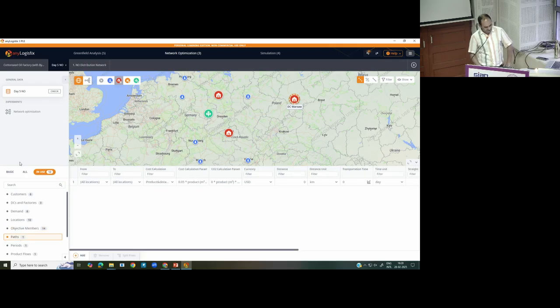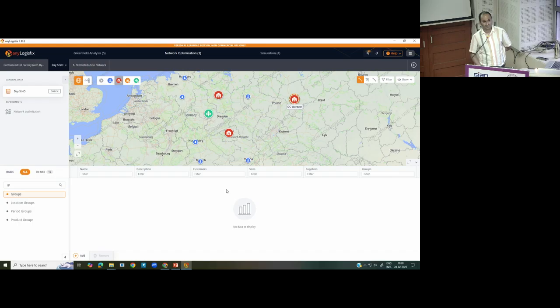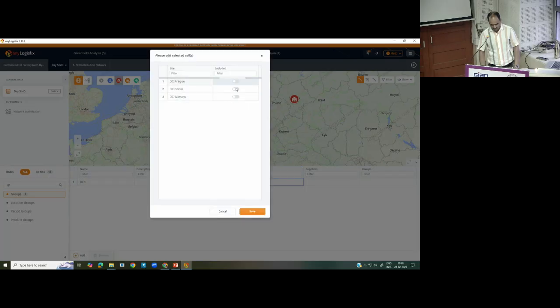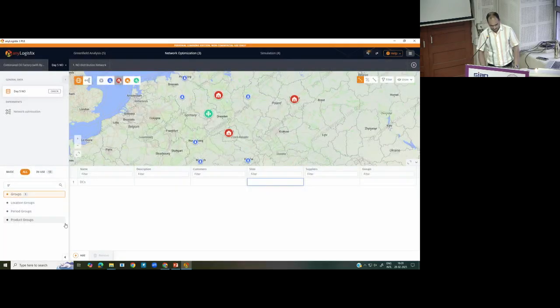Paths, how do I define the paths? But before that I need to group the customers. I need to make some groups. What is the purpose of groups? To simplify. So first I am making the group of DCs. How many DCs are there? 3. So I am making the group of those 3 DCs. Done. Then I am grouping the customers, DC Berlin's customers, which are Hanover, Hamburg, and Poznan.